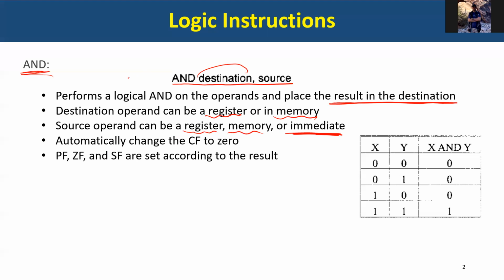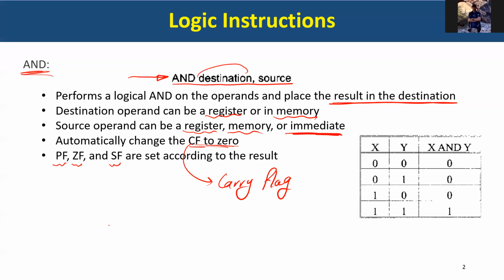This operation has a very nice characteristic. It automatically changes CF, the carry flag, to 0. So the flag register will change, and automatically CF will be 0 all the time after ANDing. Of course, other flags like the parity flag, the zero flag, and the sign flag will be set based on the operation.